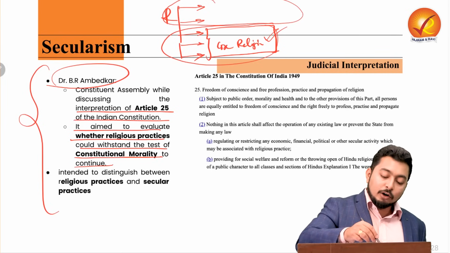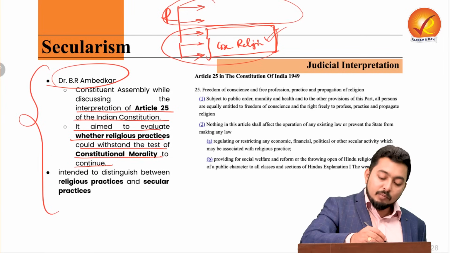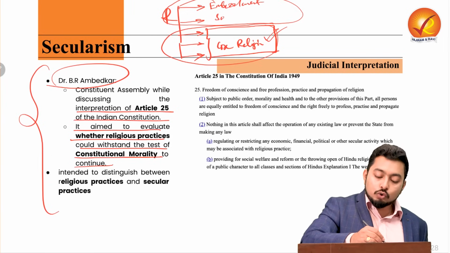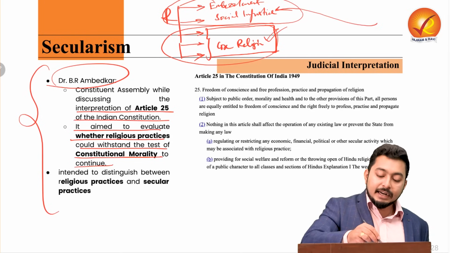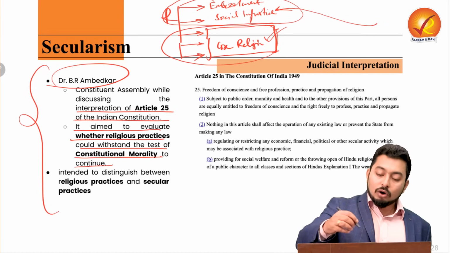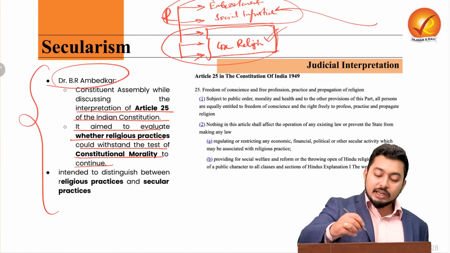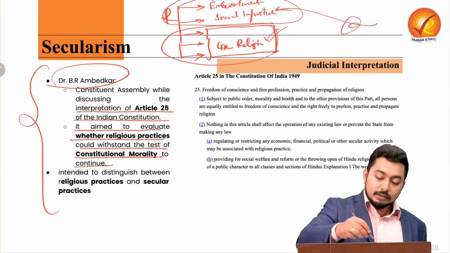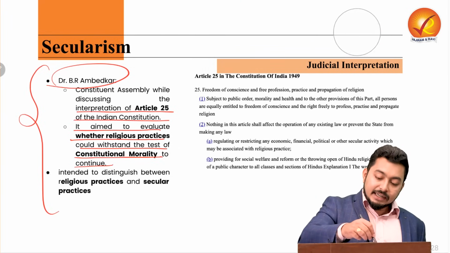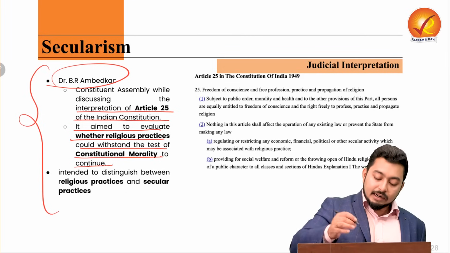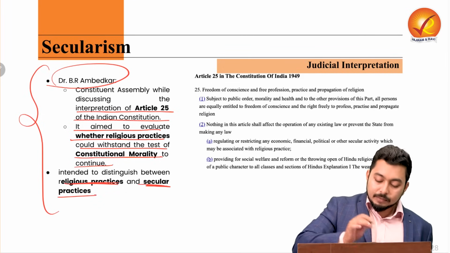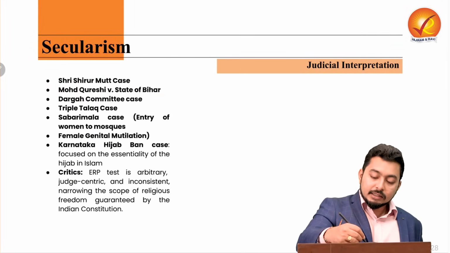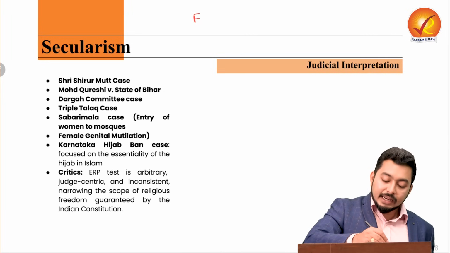But let's say there are some secular activities and there is some embezzlement of funds, or some social injustice. Then what can the state do? The state can take over these activities. It can bring a law to ensure that such social injustice or embezzlement doesn't happen. It is intended to distinguish between the religious practices and the secular practices. And the moment we are talking about the religious practices, we must appreciate the essential practices doctrine.